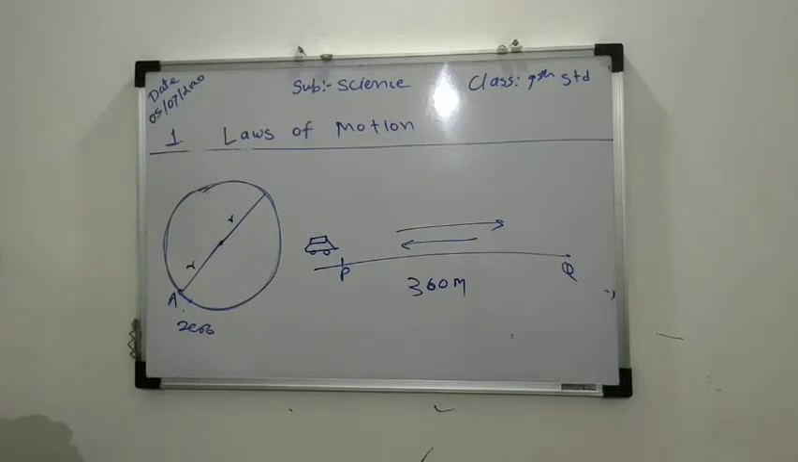So the simple concept is that distance is the actual path traveled, and displacement is about the starting point and final point only. The shortest distance between the initial point and the final point is called displacement. Okay. And the next point is speed and velocity. I will explain that next.